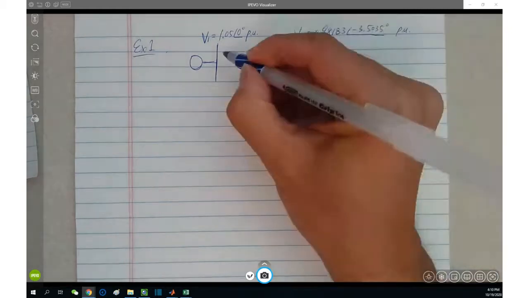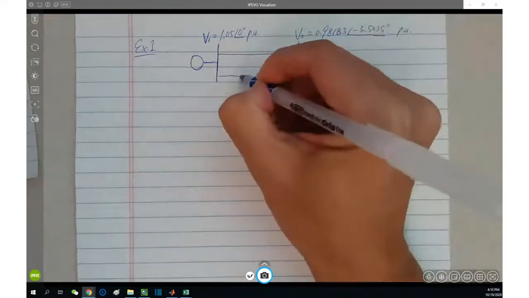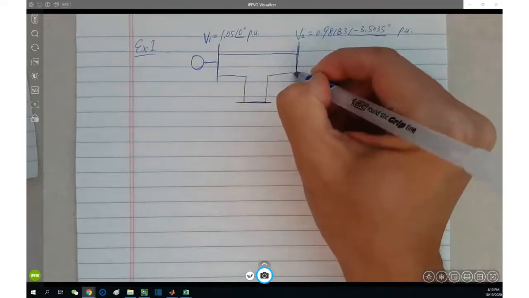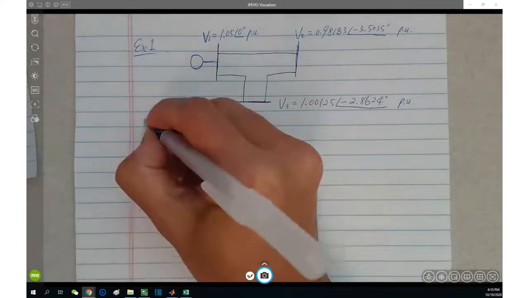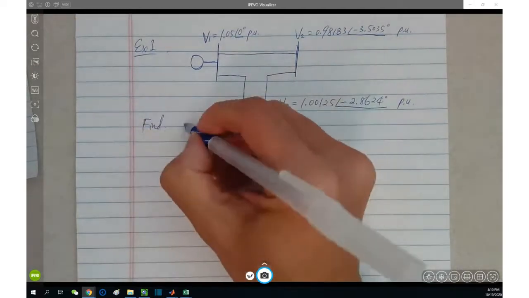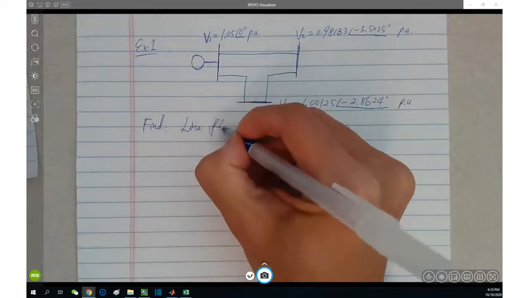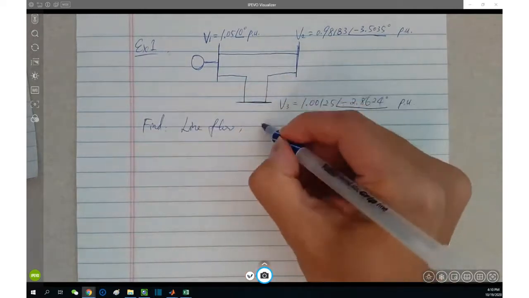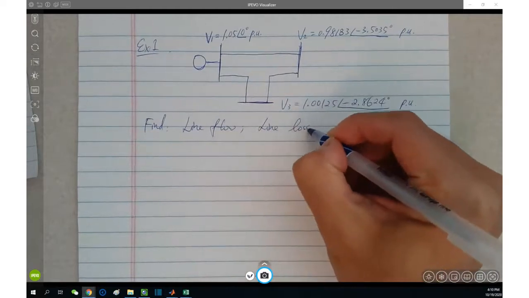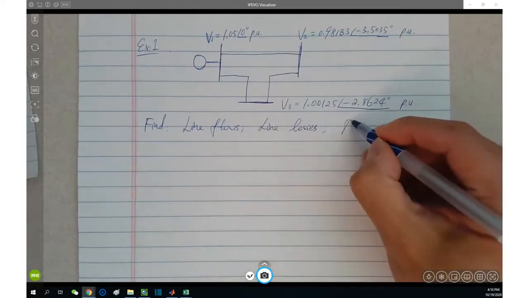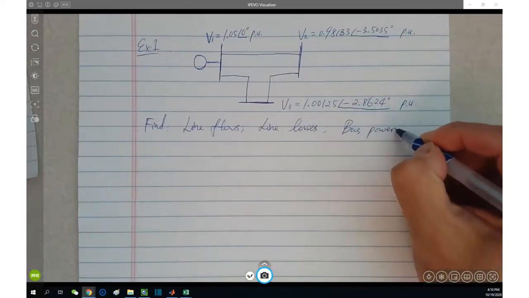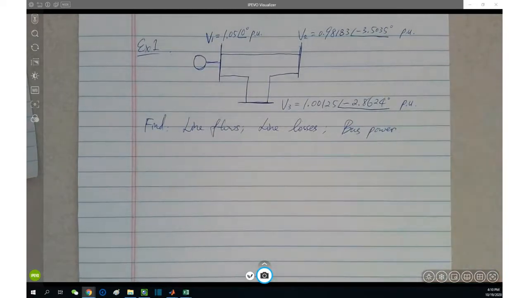And the connection is like this. 3 buses with bus voltages given. And just find line flows, line loss, and bus power. So all of them are plural. Let's see how to do this.